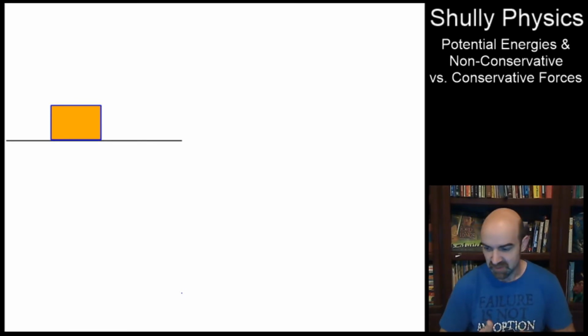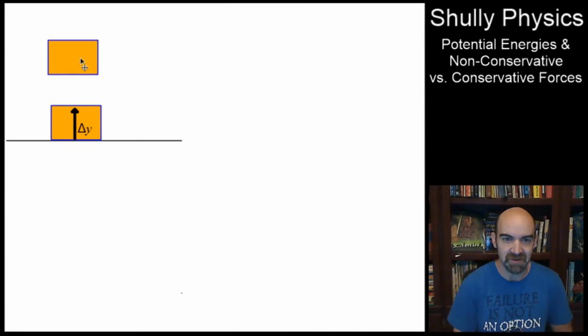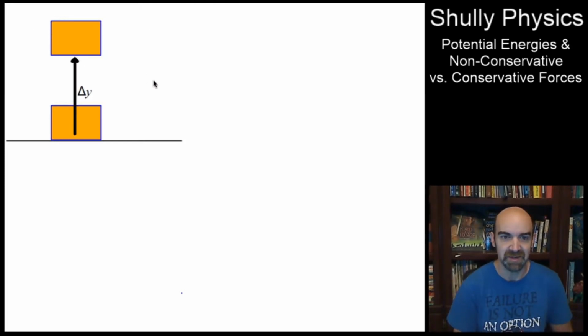So the first force that we tend to gravitate towards is gravity, of course. So we'll look at that gravitational force. As we lift up an object from the ground to some height, it's going to change its vertical position. It's going to have a delta y associated with it. So there it is, lifted up. And as we do that, we're doing work to the object, and gravity also does a negative work.